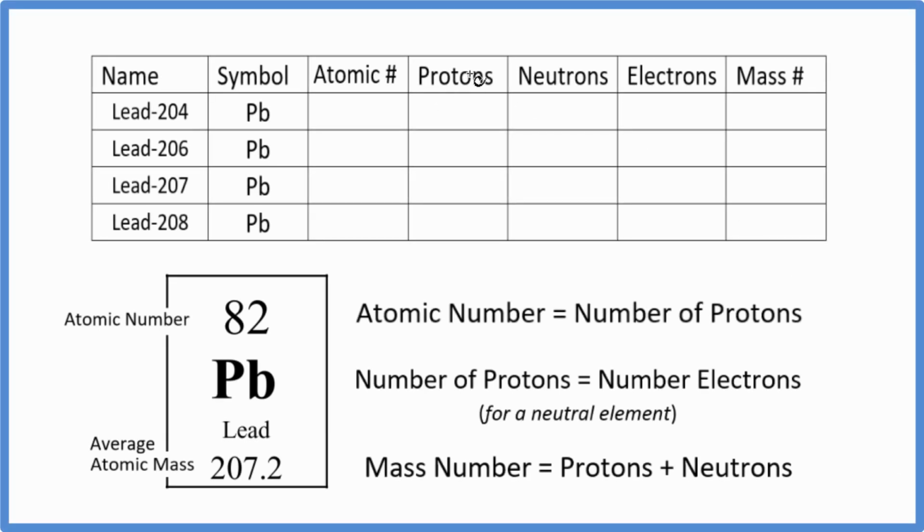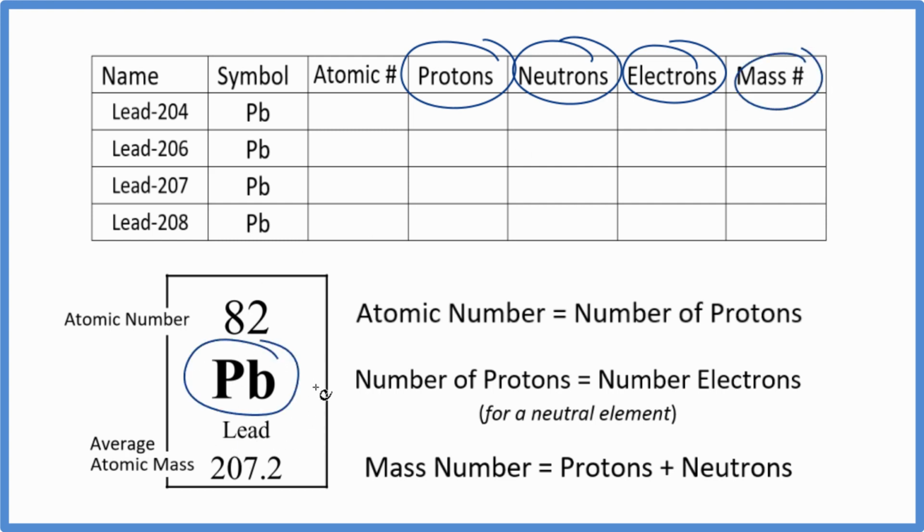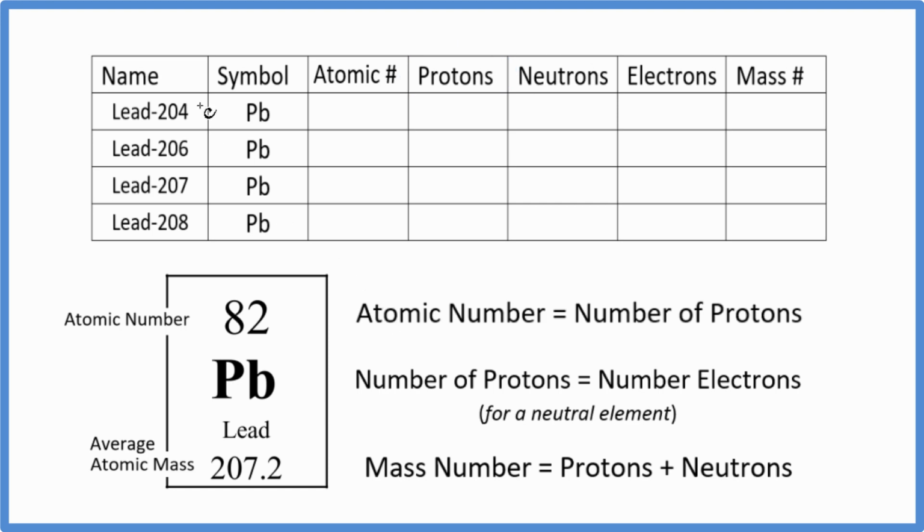In this video, we'll take a look at the number of protons, neutrons, electrons, and the mass number for Pb. That's lead. So for lead, there are four major isotopes right here. The only difference between the isotopes is going to be the number of neutrons and then the mass number. Everything else is going to be the same.